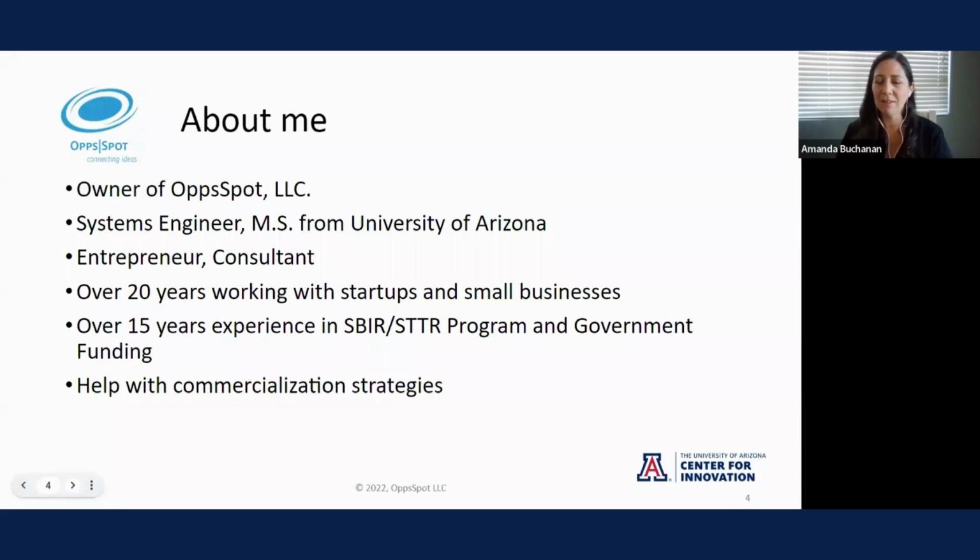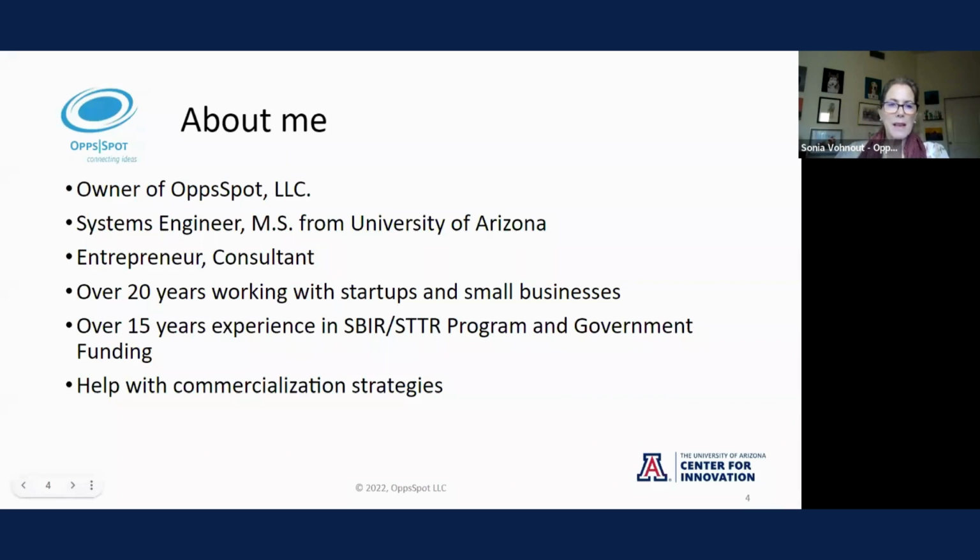Sonia Von Hatt is a contractor with OpSpot, but she is also a founder of OpSpot, and she contracts with us at UACI as our subject matter expert for funding strategies. And she is an expert in SBIR and STTR grants. She's worked with us for quite a while successfully, and she has a lot of expertise in this area. So I will turn it over now. Thanks, Sonia.